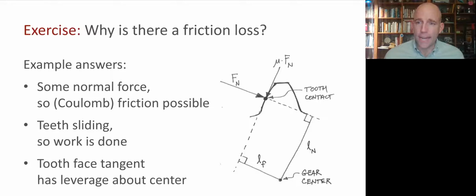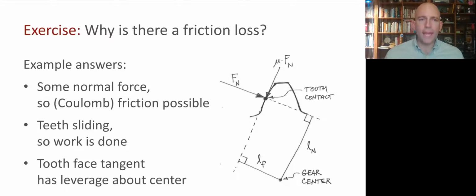Well, here's one way to explain it. So the two teeth are in contact, so there is some normal force, and that means that friction is possible. So there could be a friction force there. And the teeth are sliding. So we know there will be a friction force. It's going to be mu Fn if we approximate it using Coulomb friction. And there's going to be displacement. And that means that work is done, work being force times displacement. And we'll also see that another way of understanding this is that that friction force has a lever arm about the center of the gear.